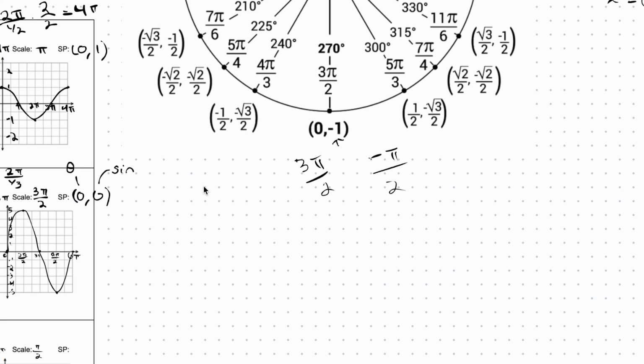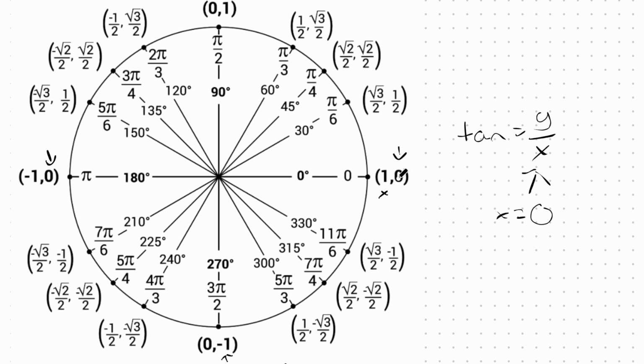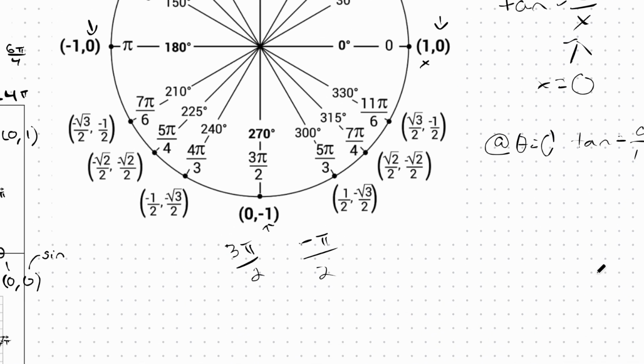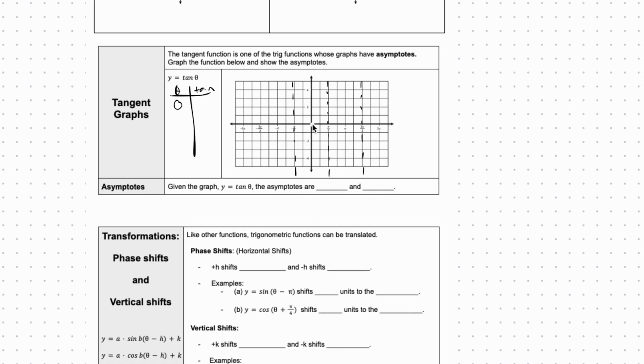Well, let's go to our unit circle. Tangent is y over x, 0 over 1. So at theta equals 0, our tangent is going to equal 0 over 1. So we're going to get 0 down here. Let's just graph that point.